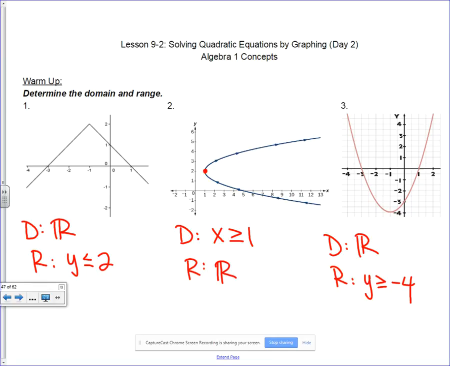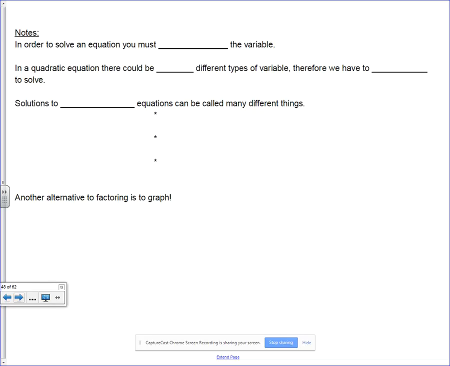We sure? Okay, so same fill in the blanks that we had yesterday. Let's see how much you remember. In order to solve an equation, you must blank the variable. Isolate the variable. But in a quadratic equation, there could be 2 different types of variables. Ladies and gentlemen, if I have 2 different types of variables, can I isolate?